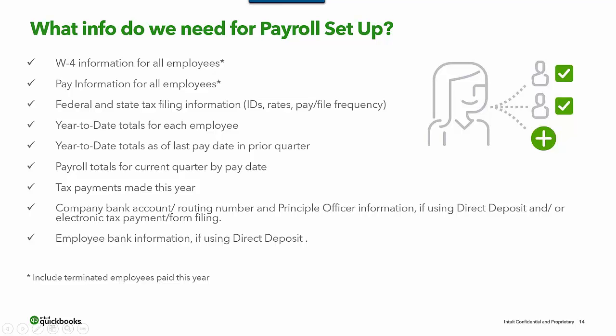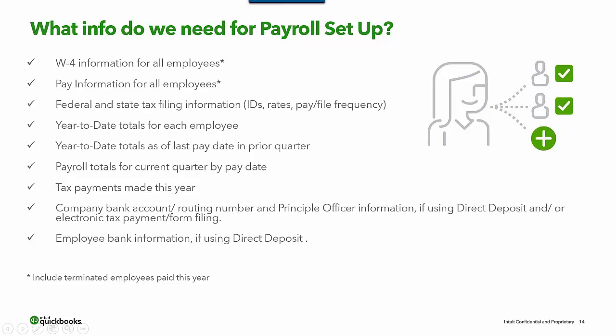So W-4 information for all employees, their pay information, how often they're paid, their salary, those types of details, federal and state tax filing info for the business, year-to-date totals for each employee, and year-to-date totals as of the last pay date in the prior quarter. So this is important to know. We're not going to make you enter in every single check that you've done for the whole year, but we are going to want to summarize that data as of the end of the most recent quarter and then kind of break down the current quarter.